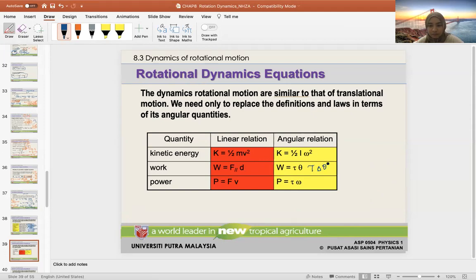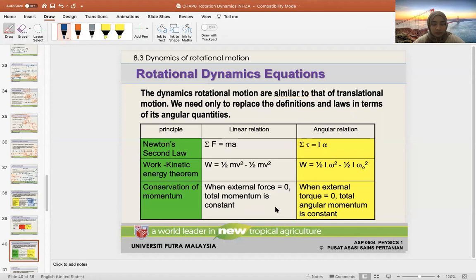And then work is torque times the change in theta. And then power is F times V, or just the work done over time. Okay, this is force times displacement over second. This is V juga, so FV. Sama je. If you can't remember this one, remember what works for you. So power is work done over time. And then you have power torque times omega. Torque times omega. And then you have Newton's second law, work energy theorem, conservation of momentum.